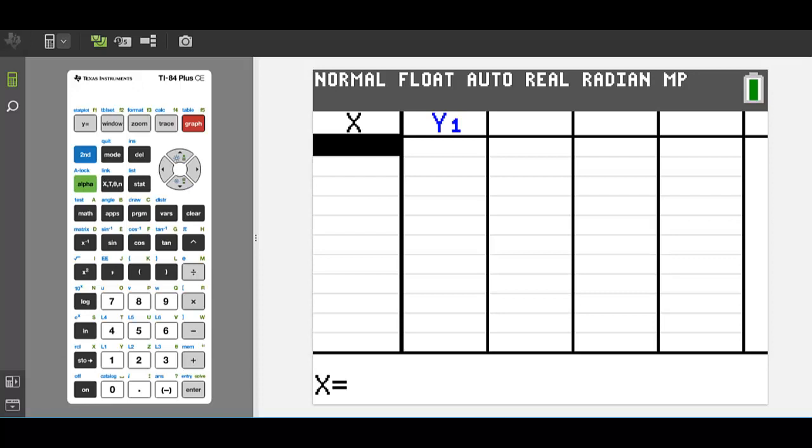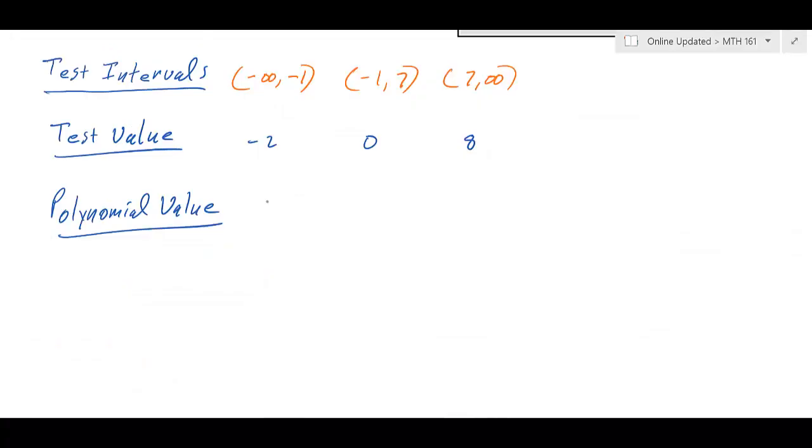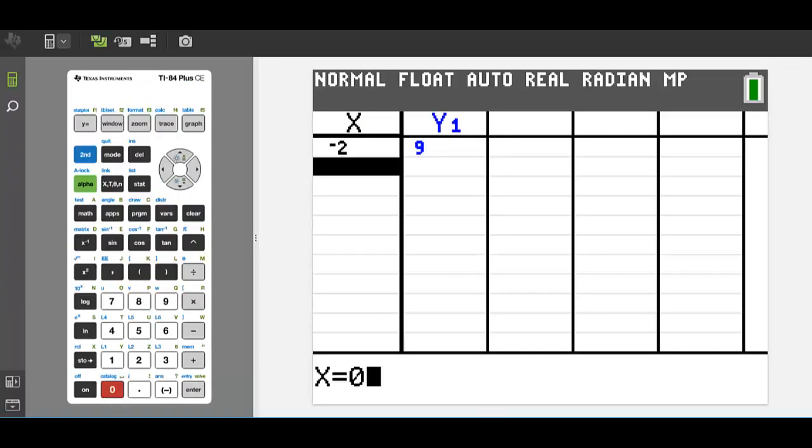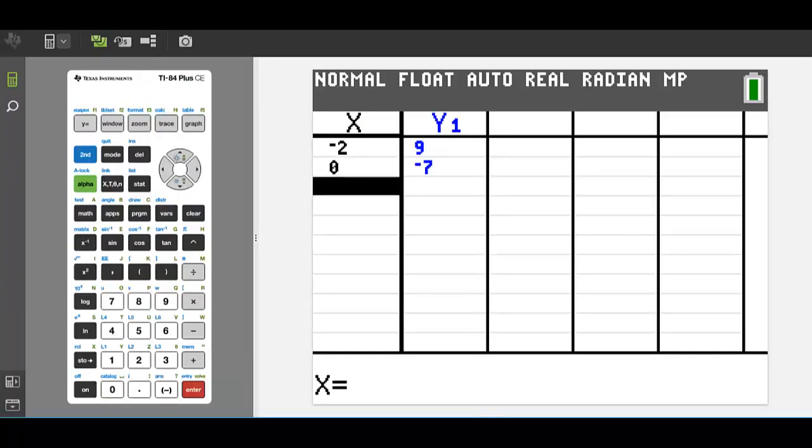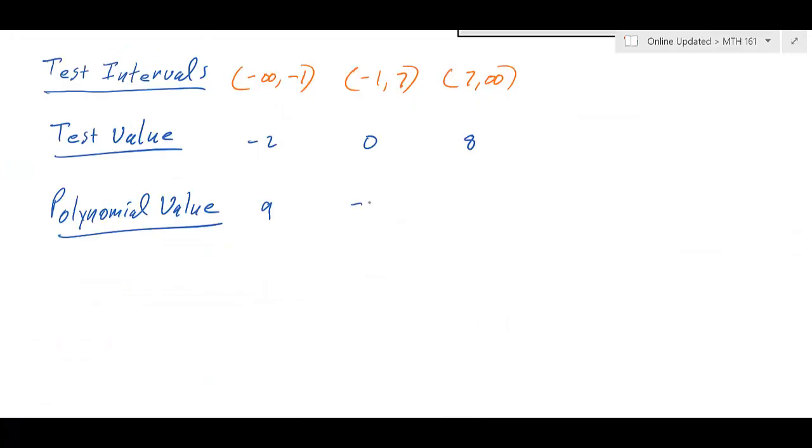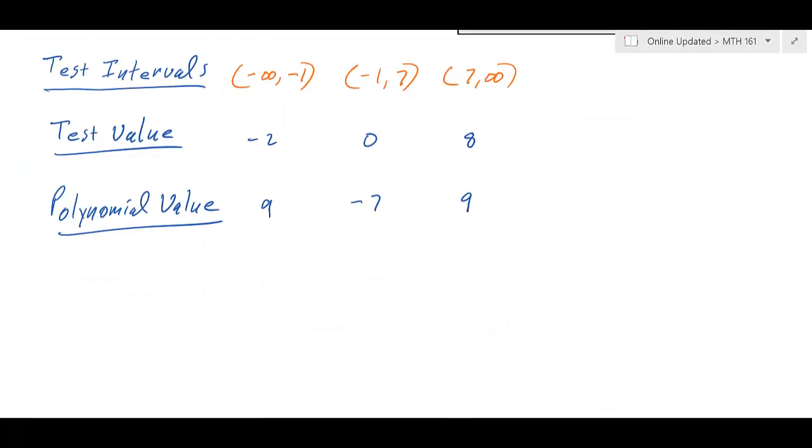Well, the x value we wanted is negative 2, and we get out a positive 9. So when x is negative 2, our value is 9. What happens when we plug in 0 and 8? Well, if we plug in the 0, we get negative 7, and 8 gives a positive 9. So we get negative 7 and a positive 9.